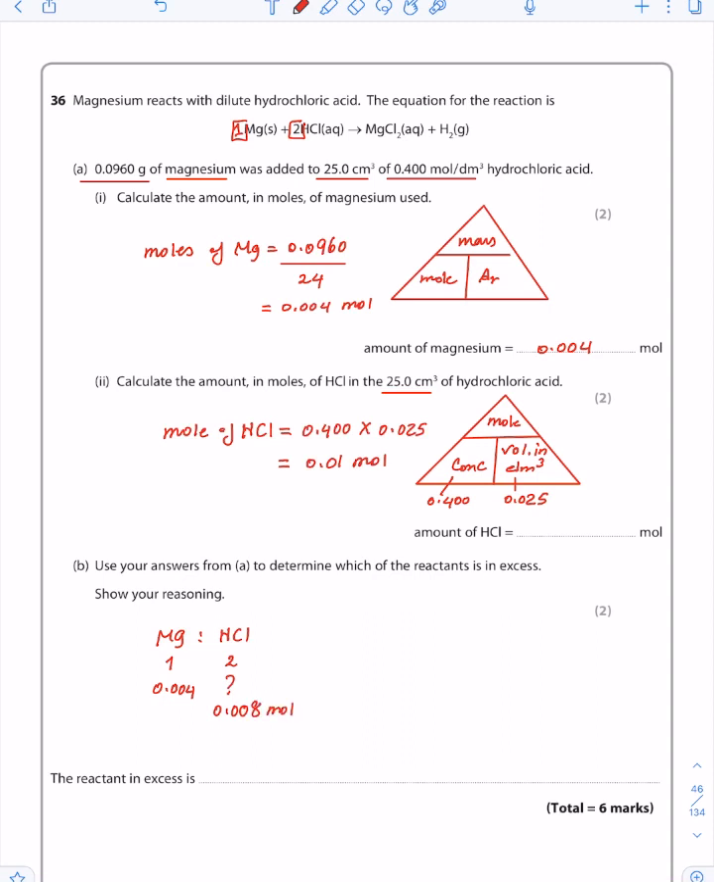طيب المولز of hydrochloric acid needed مش دول أقل من ال 0.01 مول اللي معانا؟ يبقى أقل من ال 0.01 مول الأفيلبل، يبقى ده معناه إن الهيدروكلوريك أسيد هو الإكسس. يبقى الهيدروكلوريك أسيد is in excess. ليه؟ لأن ال 0.004 مول of magnesium needs 0.008 moles of hydrochloric acid to completely react which is less than 0.01 mole available. يعني المولز of hydrochloric acid available 0.01 أكتر من المولز of hydrochloric acid needed عشان تتفاعل مع 0.004 مول من المغنيسيوم وبكده يبقى الهيدروكلوريك acid هو الإكسس.